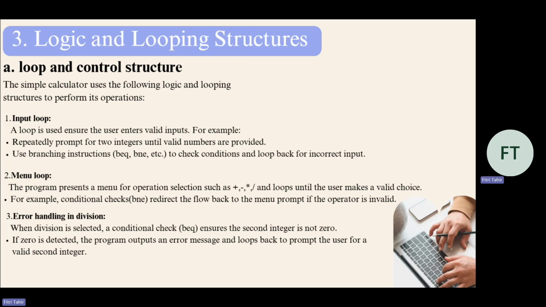And the last loop and control structure is error handling in division. Error handling in division is when division is selected, a conditional check ensures the second integer is not 0. If 0 is detected, the program outputs an error message and loops back to prompt the user for a valid second integer.